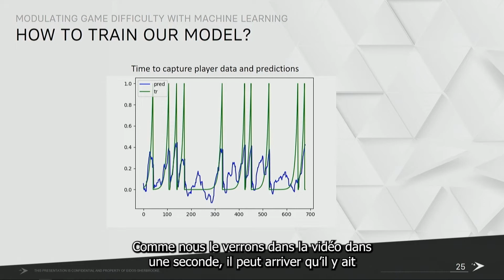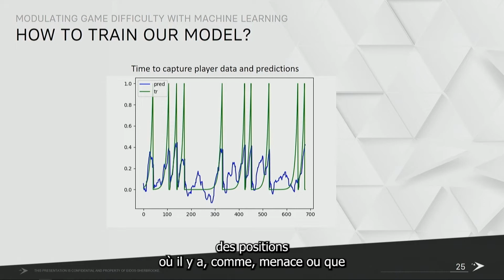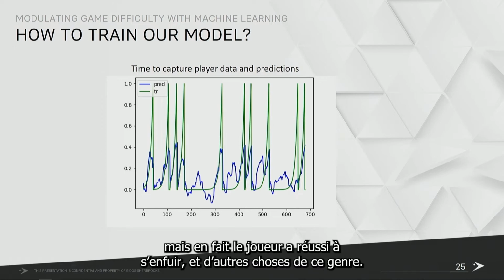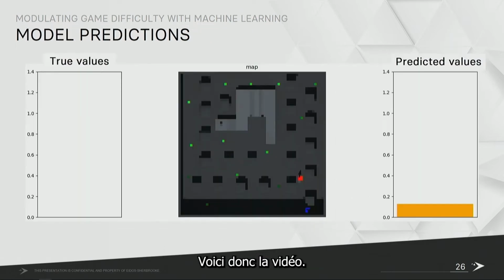As we will see in the video in a second, it can happen that there are positions where there's a threat, or you're very close to the enemy and the model spikes up, but actually the player managed to get away, and things of the sort. So here is the video.